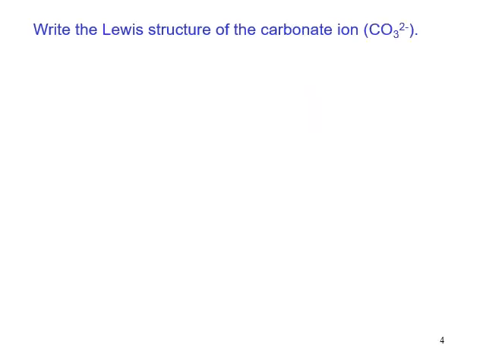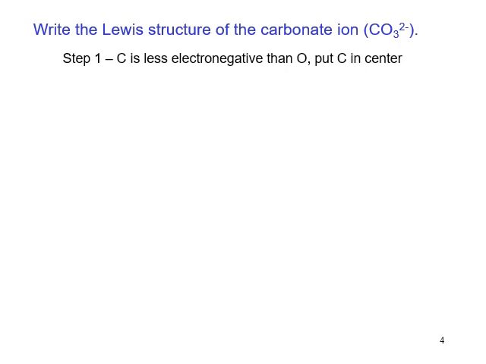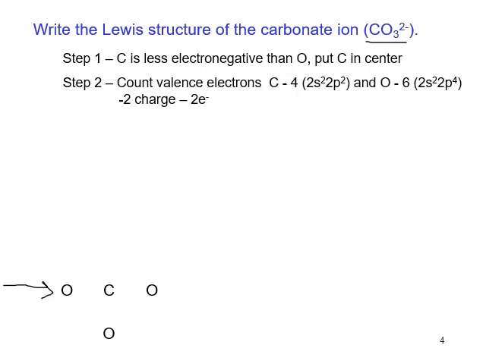Let's try another one for a carbonate anion. Remember, carbonate is CO3 2- up here at the top of your screen. And carbon is less electronegative than oxygen, so it's put in the center down at the bottom of your screen. Step 2 is to count valence electrons, and you see here, there's the valence electrons for each one.